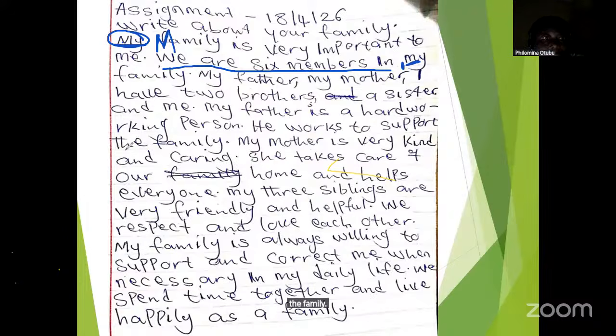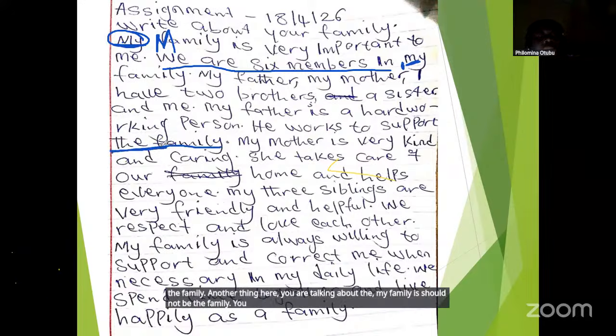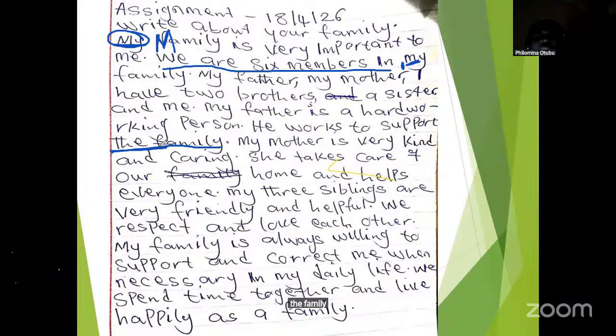Another thing here, you are talking about my family. It should not be "the family." You shouldn't have the word "the" family. It should be, he works hard to support my family. My family. Involve everyone. Faith is very easy. We have and involve each other. It's always waiting to support us.